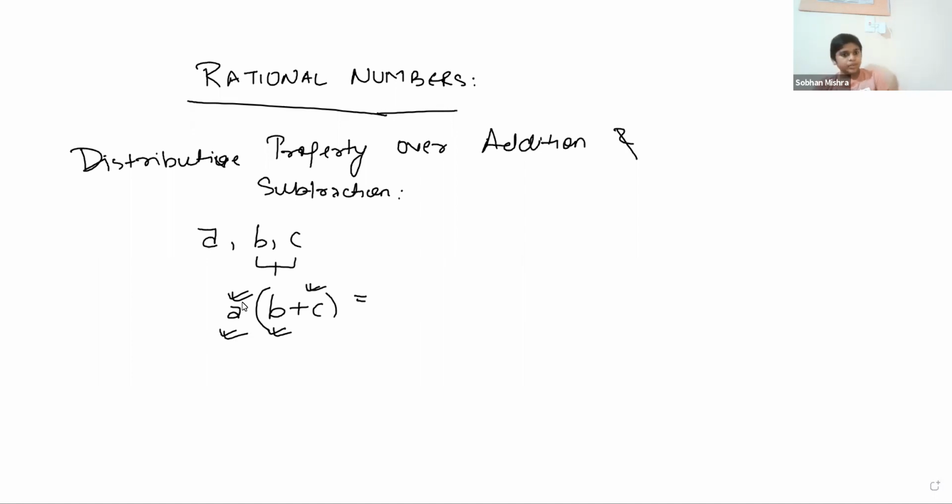Okay, this means that A is in multiplication with B plus, since there is a sign of plus, I kept the sign of plus over here, and A is in multiplication with C as well. A and C. Is it clear? This is your distributive property over addition.